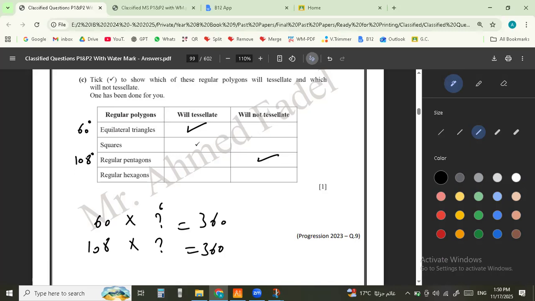Regular hexagon, you're going to find that it's 120 degrees in one interior angle of the regular hexagon. You're going to find 120. Is it a factor of 360? Yes, 120 times 3. So it will tessellate.